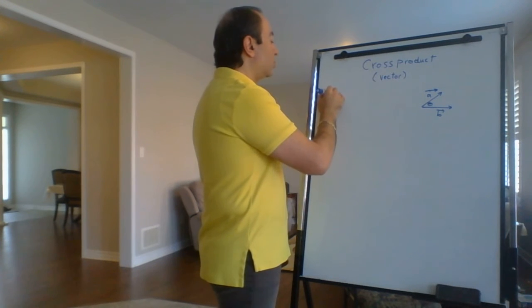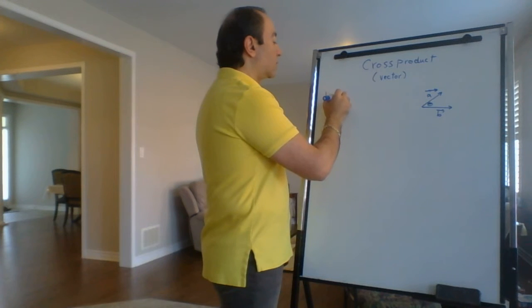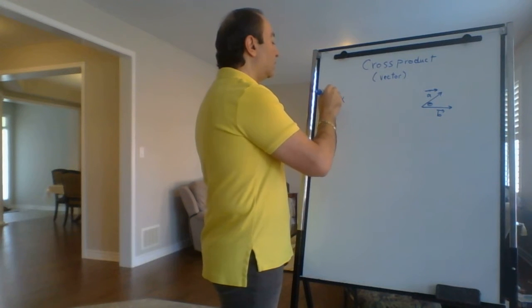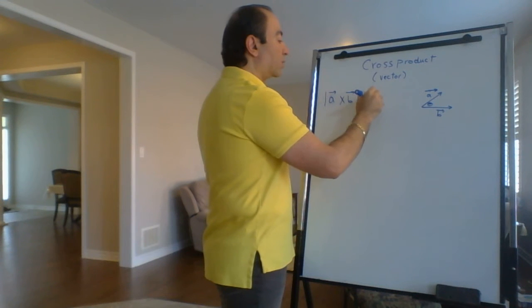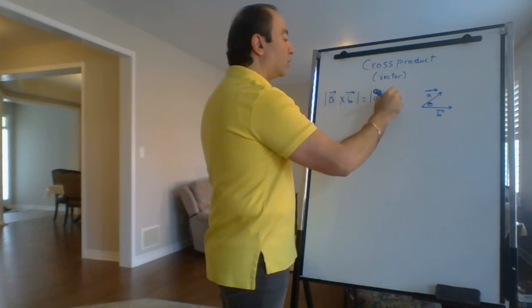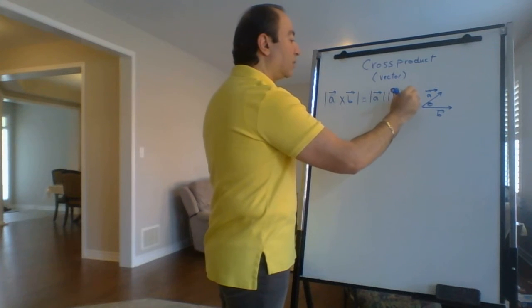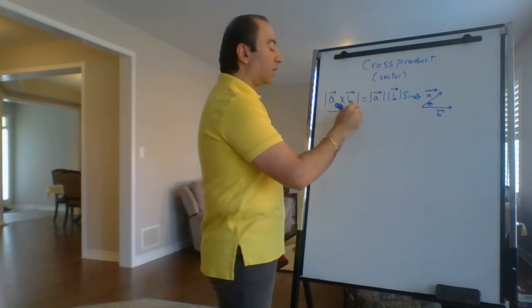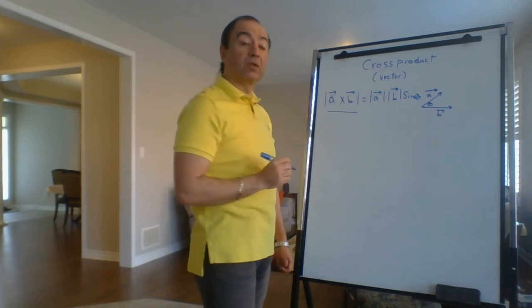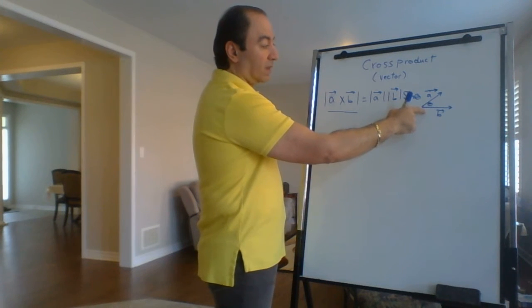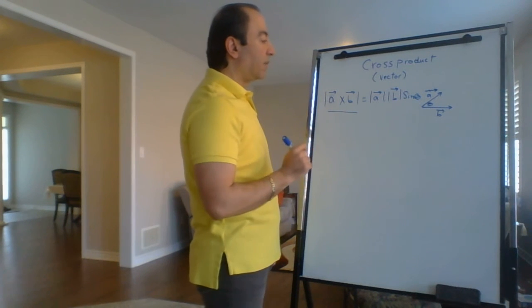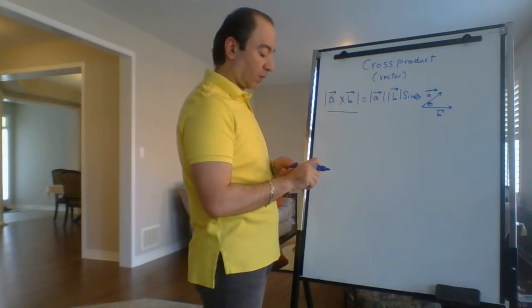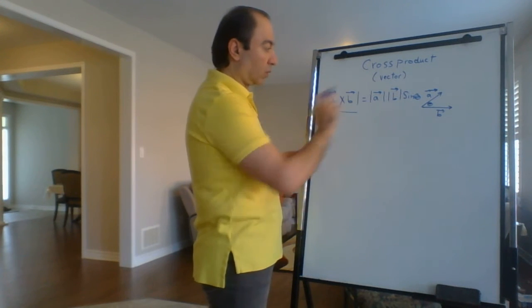If I want to find the magnitude of A cross product B, so let's write it like this: A cross product B will be the magnitude of vector A times the magnitude of vector B times sine of the angle between them. This is the magnitude of the vector that is the result of A cross product B.